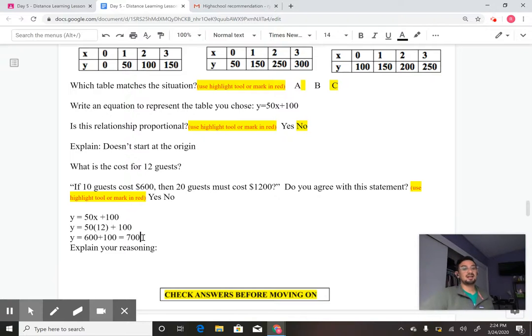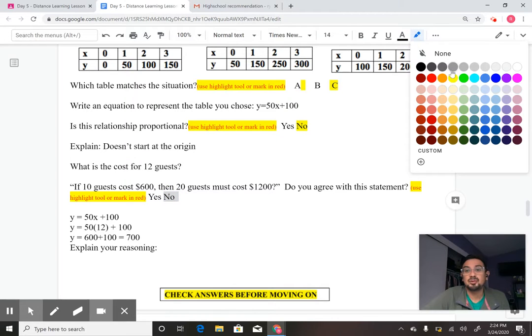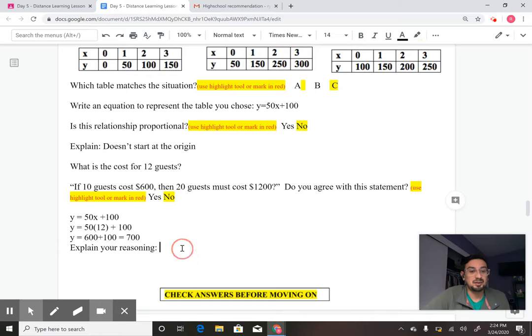And explain your reasoning. Do you agree with the statement? I would say no, it's not the right answer, because she thought it was proportional. You can put any reasoning for that. Put the reasoning why that would be wrong. You can say because I figured it out and it was 700, and so on.